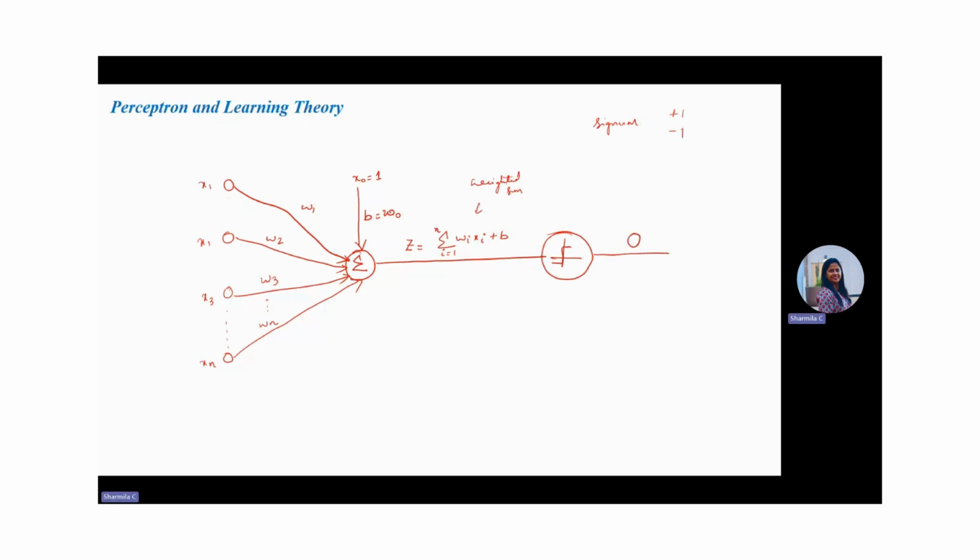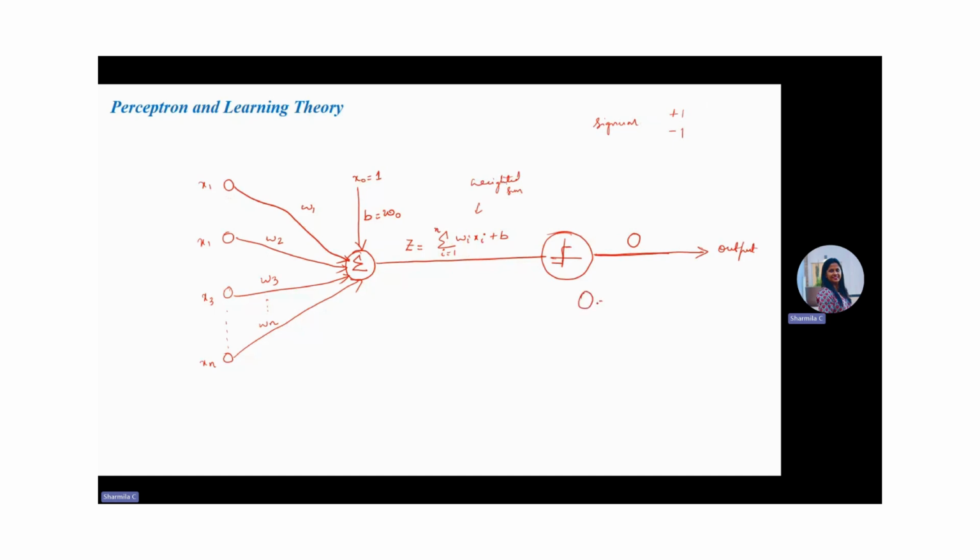Here the output is represented as 0. The output of the activation function is 0. Finally, we are going to have the output, whatever we get from the activation function. Now, what is this output? How will this be calculated?